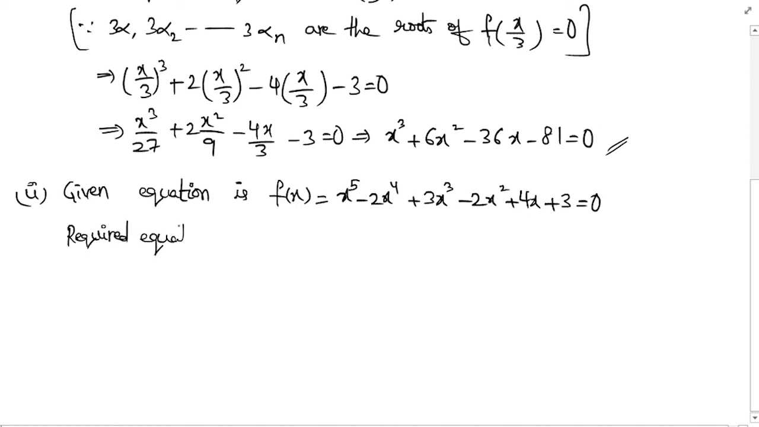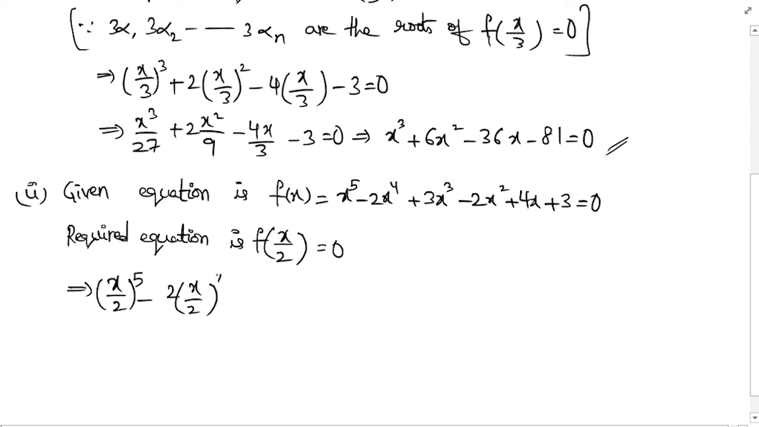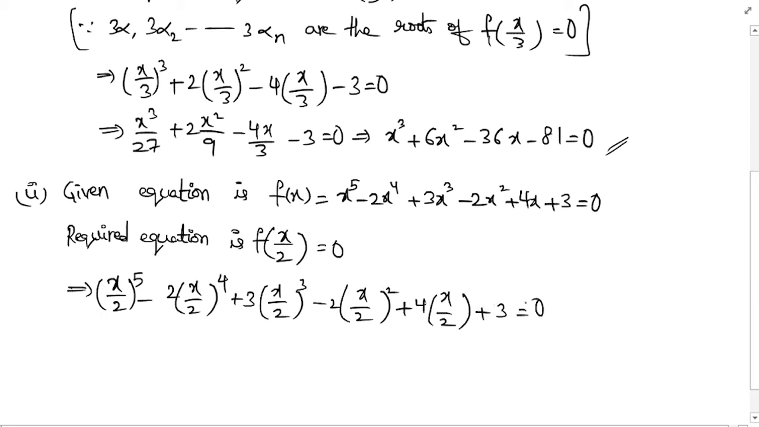Required equation is f of x by 2 is equal to 0. So that implies (x by 2) whole power 5 minus 2 into (x by 2) whole power 4 plus 3 into (x by 2) whole cube minus 2 into (x by 2) whole square plus 4 into x by 2 plus 3 is equal to 0.